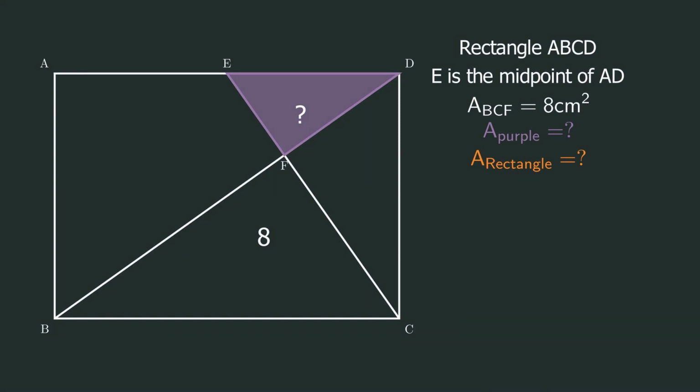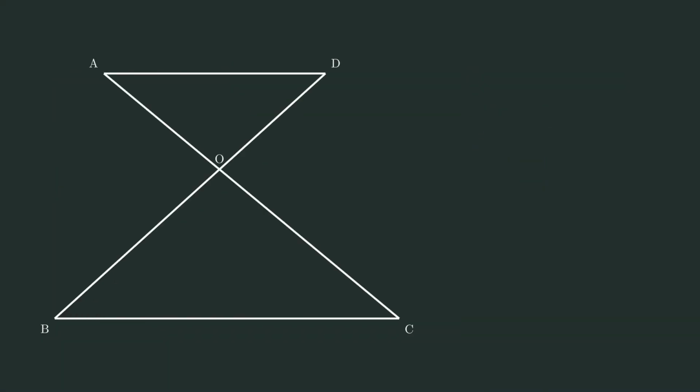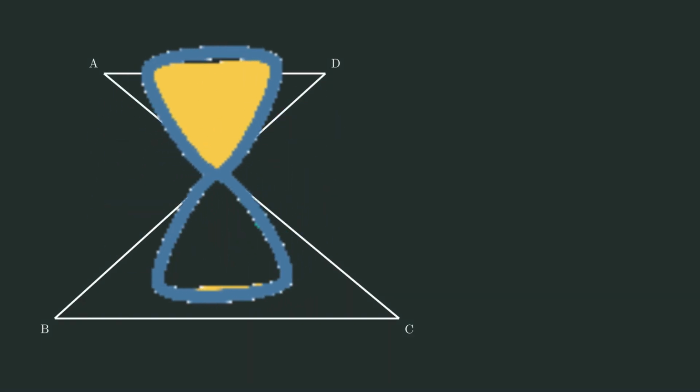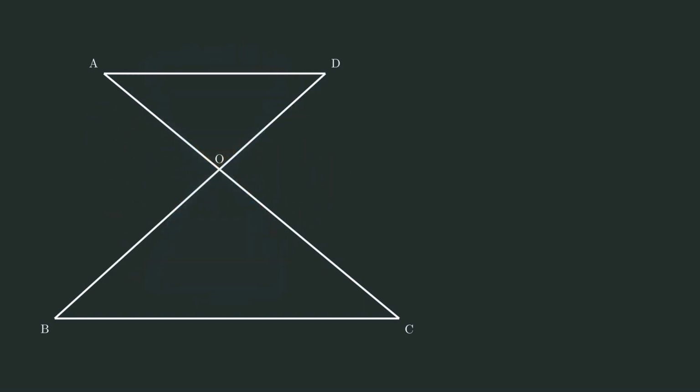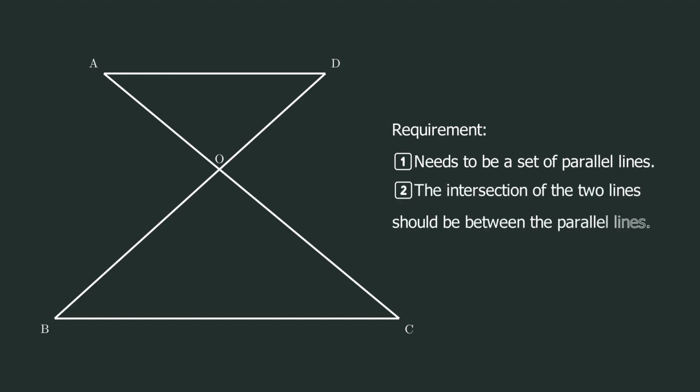Before we dive in, let's first introduce a common model. It looks very much like an hourglass, so for the sake of simplification, let's call it the hourglass model. This model has two conditions. 1. There needs to be a set of parallel lines. 2. The intersection of the two lines should be between the parallel lines.